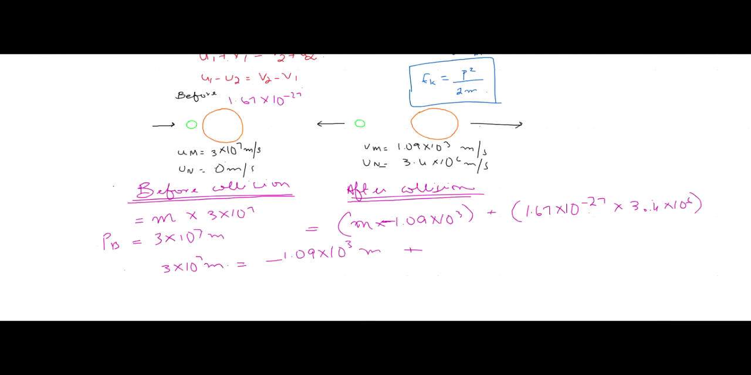1.67 into 10 raised to the power of negative 27 multiplied by 3.4 into 10 raised to the power of 6. So around 5.68 times 10 to the power minus 21. Yes, absolutely. And then obviously we are going to go ahead and quickly solve for m. So it'll be 4.09. Is that the value you're getting for m?